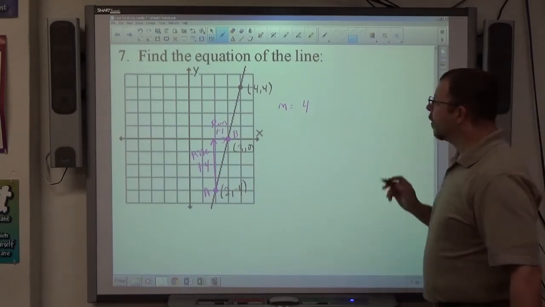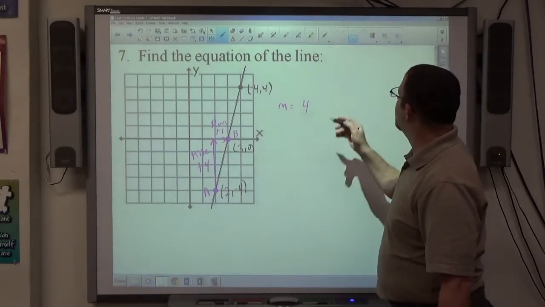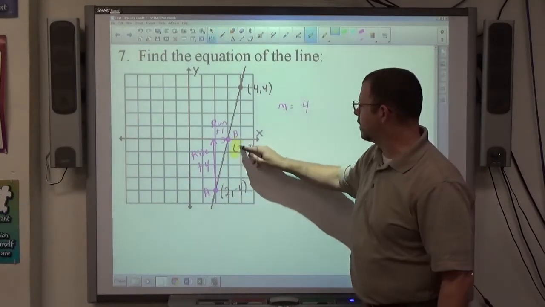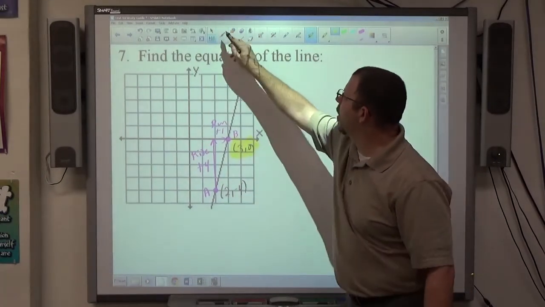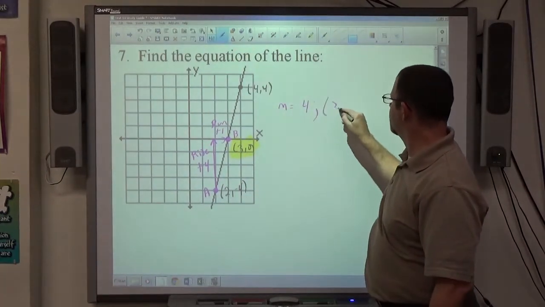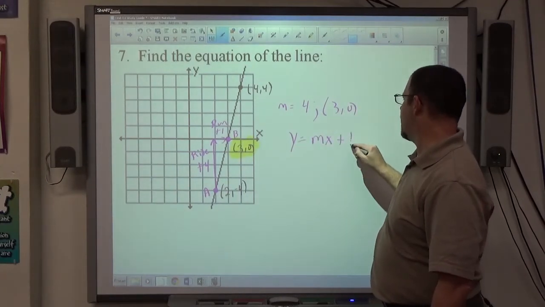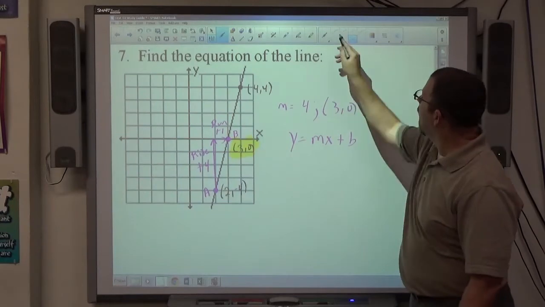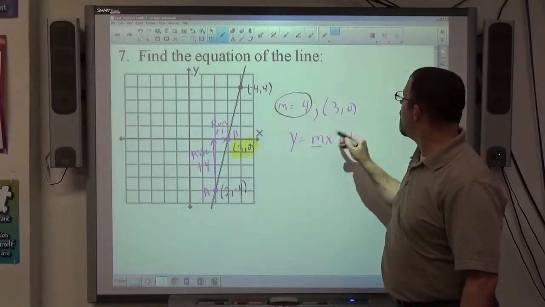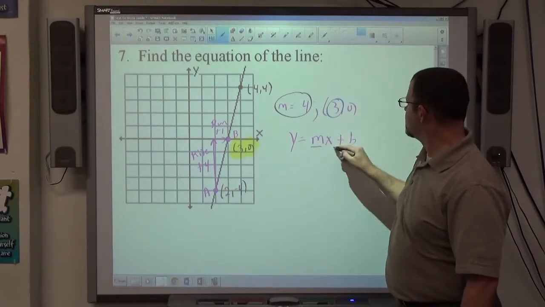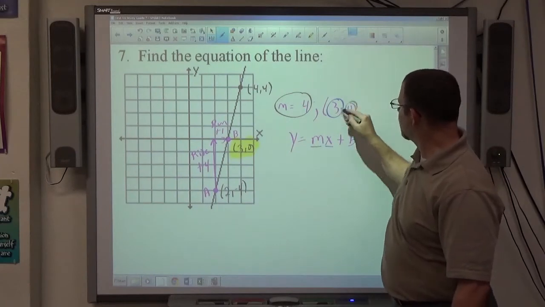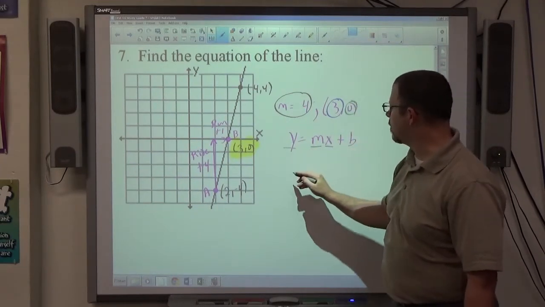All right? Once I know what the slope is, then I take one of my 3 points. Doesn't matter which one. I'm going to pick this one. My job is to find the y-intercept. y equals mx plus b is the exact structure of any linear equation. And m is 4, x is 3, y is 0. So I substitute those 3 numbers in.